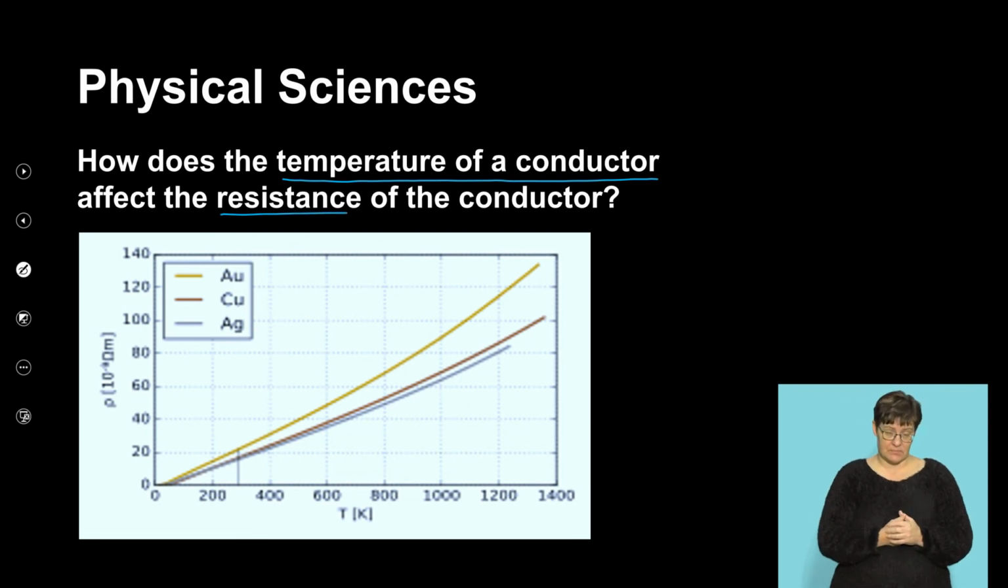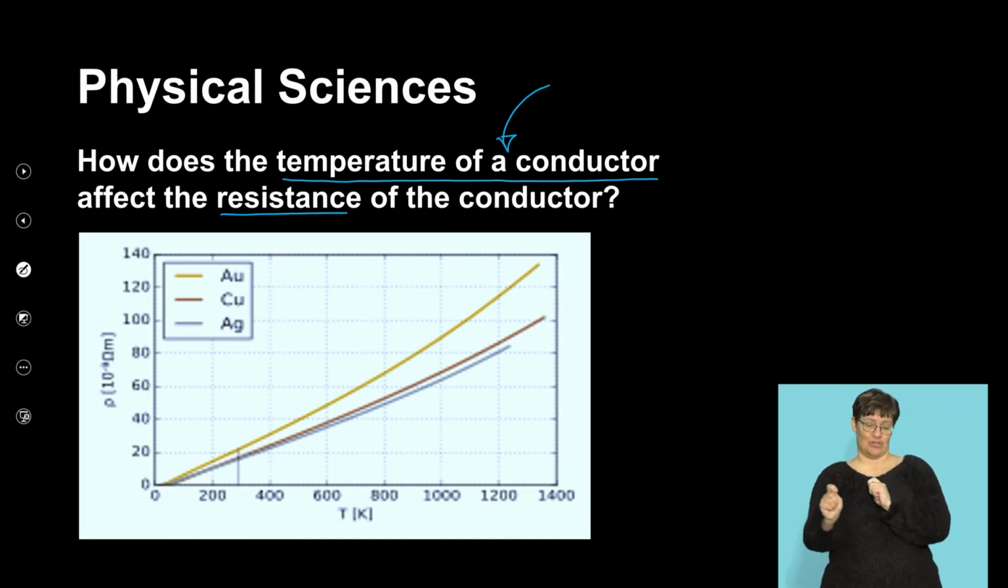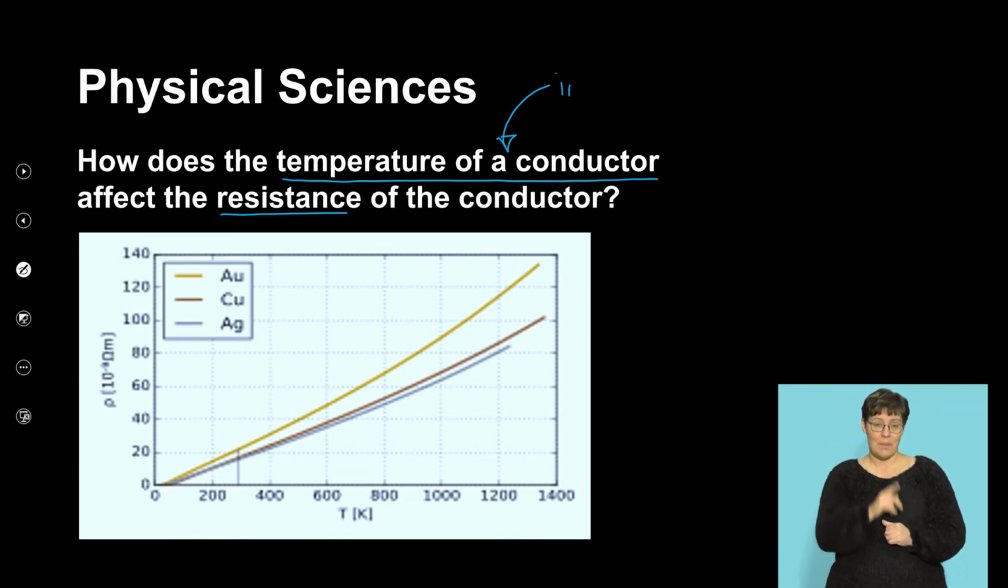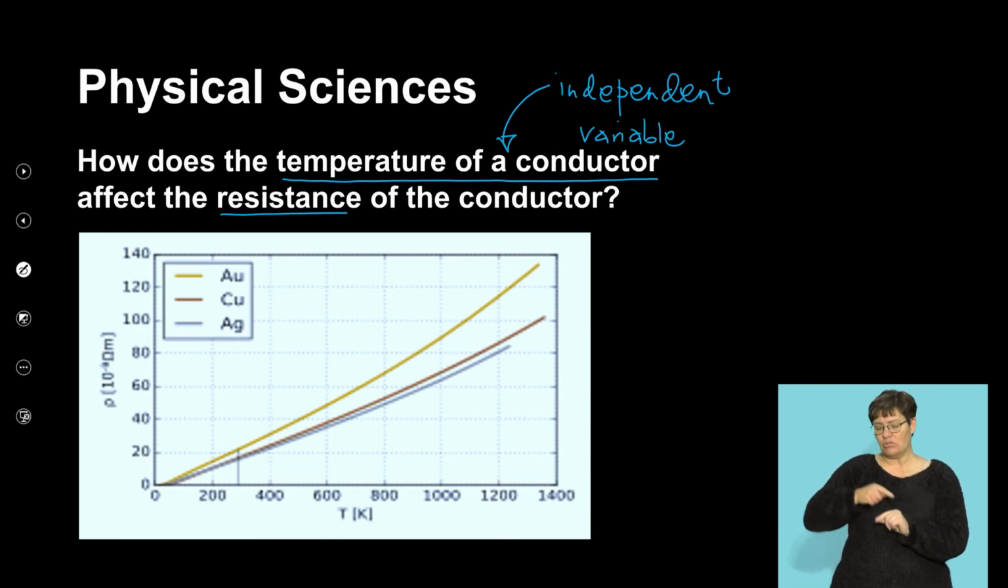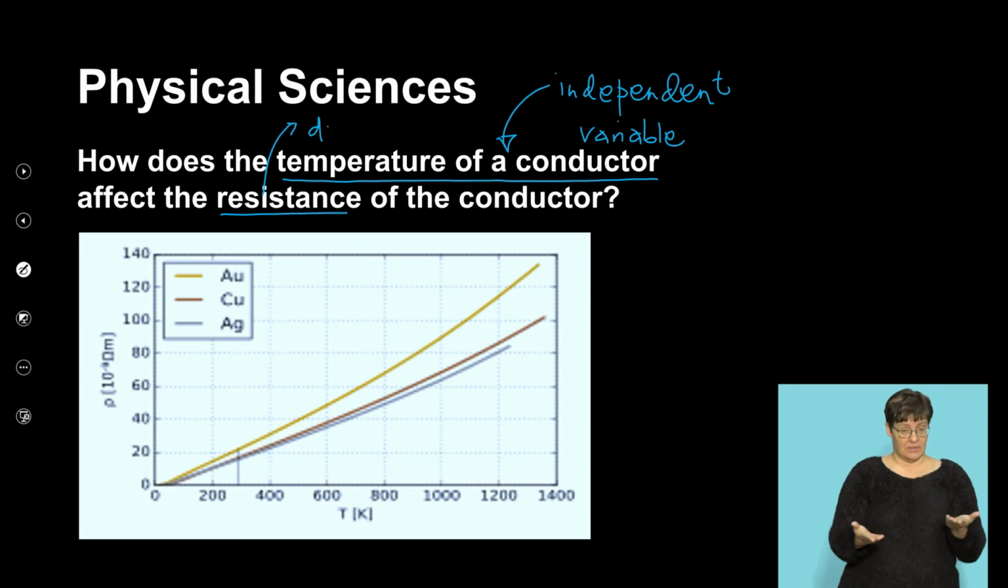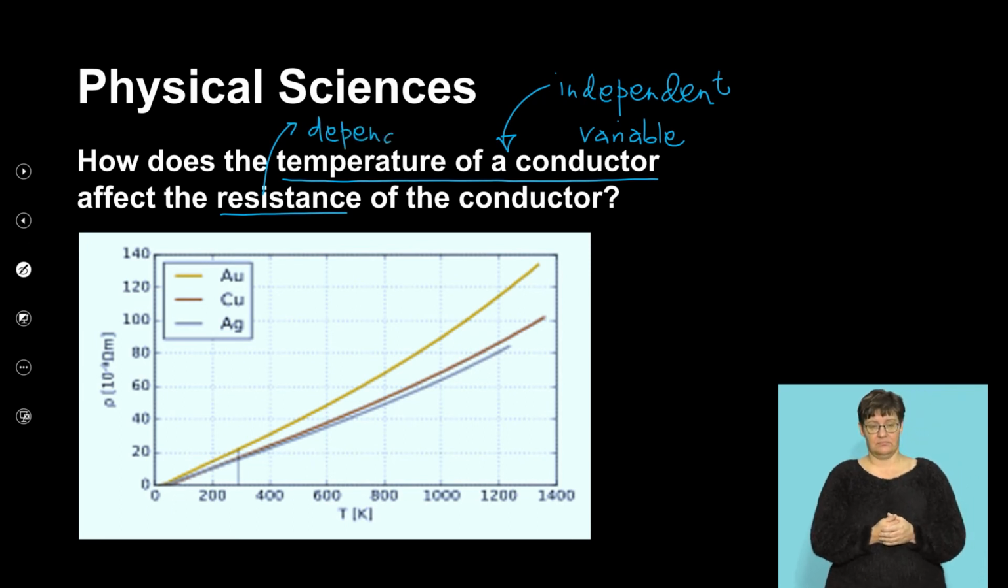The temperature of a conductor is what is going to be changed, varied, or manipulated. This becomes our independent variable, okay? So we're still consistent with that. We want to find out how it affects resistance. So resistance is our response, or dependent variable.